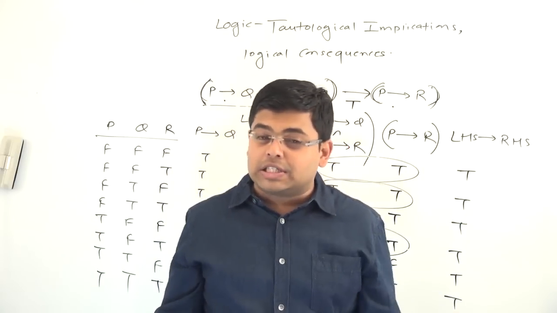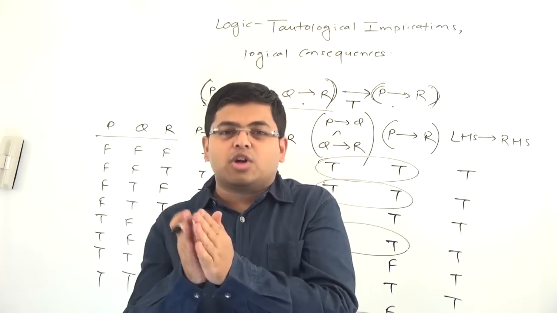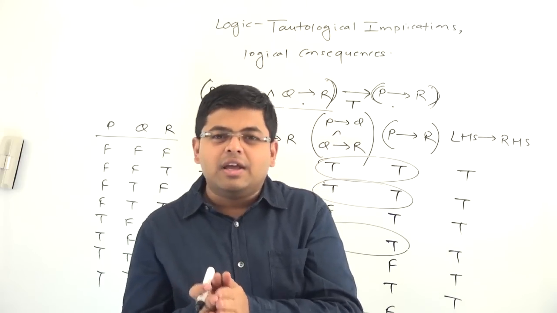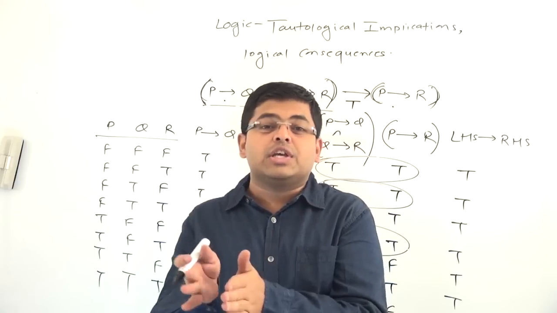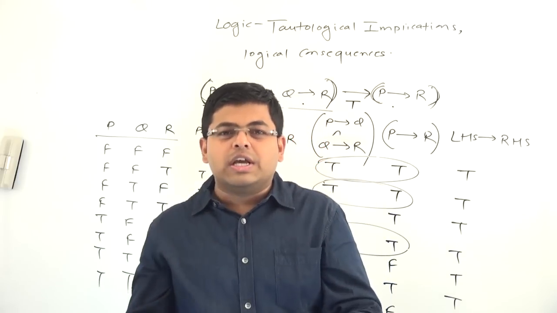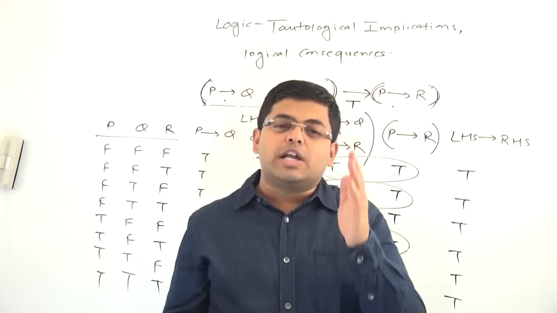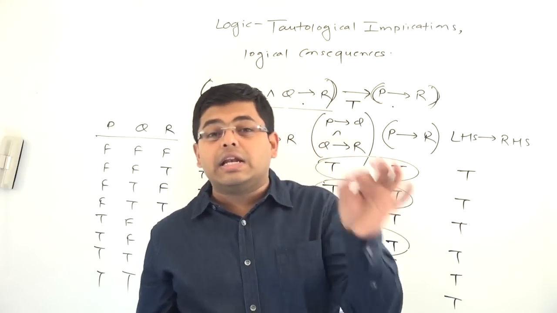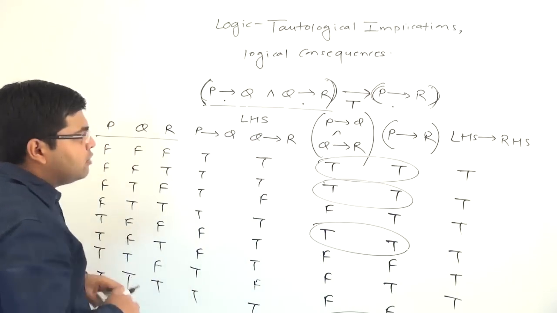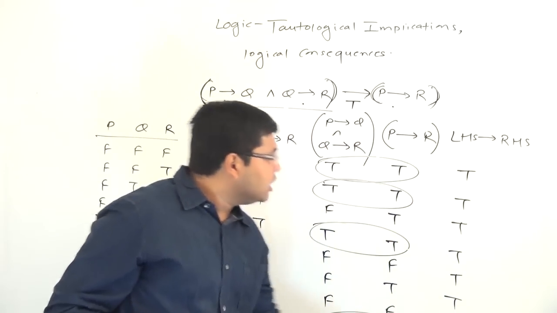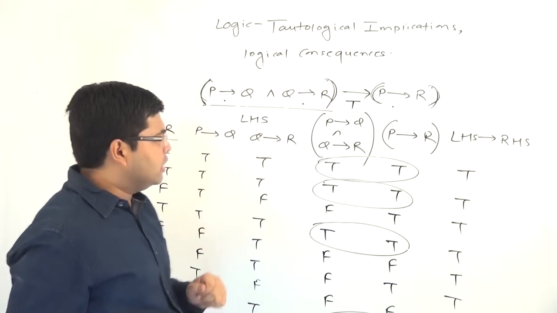Not all implications are tautological, only some of the implications are tautological implications. And that is why it is not very difficult to see that whenever an implication is a tautology, you are going to say it's a tautological implication. It's an implication which is always true. It's an implication which can never become false. And now, after you are clear with this, we will see what we mean by logical consequence.